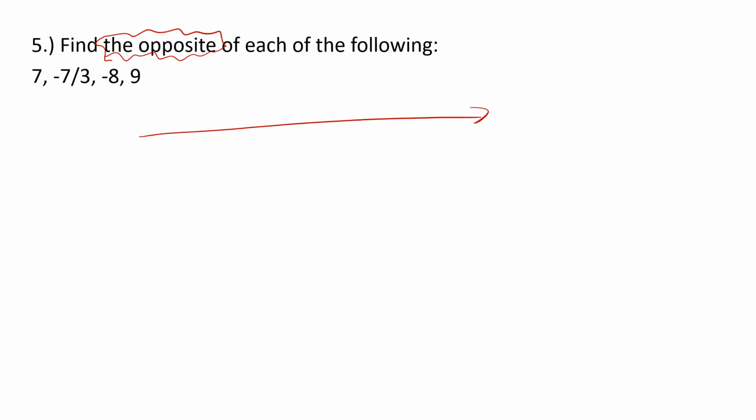So remember that the opposite of a number is the one that's the same distance away, but on the other side of 0. So the first one is 7. The opposite of 7 would be -7.